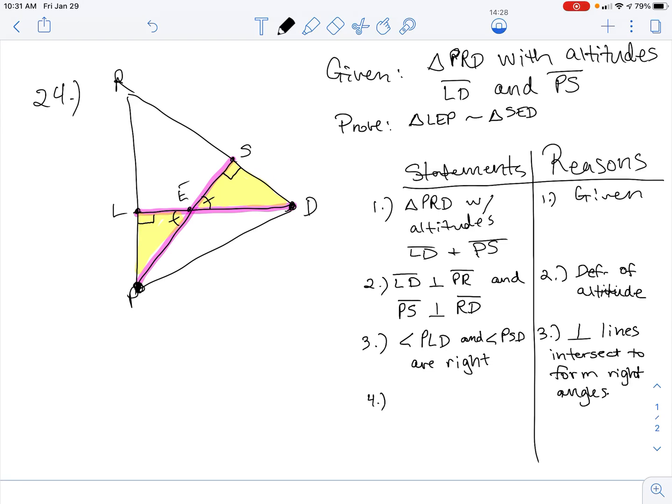But wait one second. I got to bump back a minute. That's going to be step number 5, because in number 3, I just stated that those two angles are right angles, but now, just like in the last proof, I need to state that that makes them congruent. So on step 4, for the reasons, because all right angles are congruent. Now let's go to 5. We'll say those vertical angles are congruent, so let's write that in. So angle LEP is congruent to angle SED.